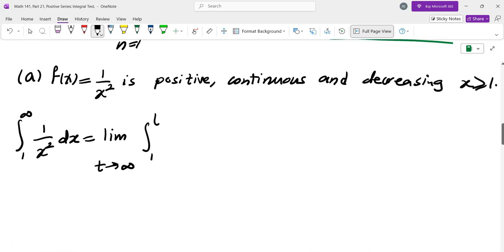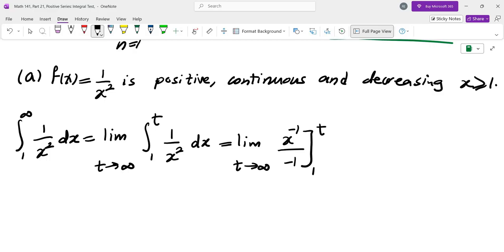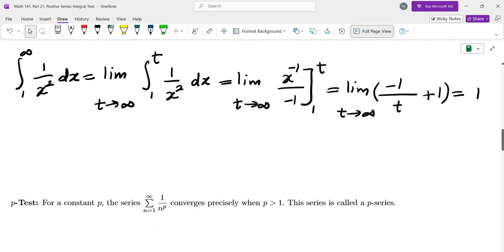This is the integral from 1 to t of 1 over x squared dx. This is the limit as t goes to infinity. Integral of 1 over x squared is x to the power of negative 1 divided by negative 1 from 1 to t, which is the limit as t goes to infinity. Let's plug in t, we get negative 1 over t. Plug in 1, we get plus 1.